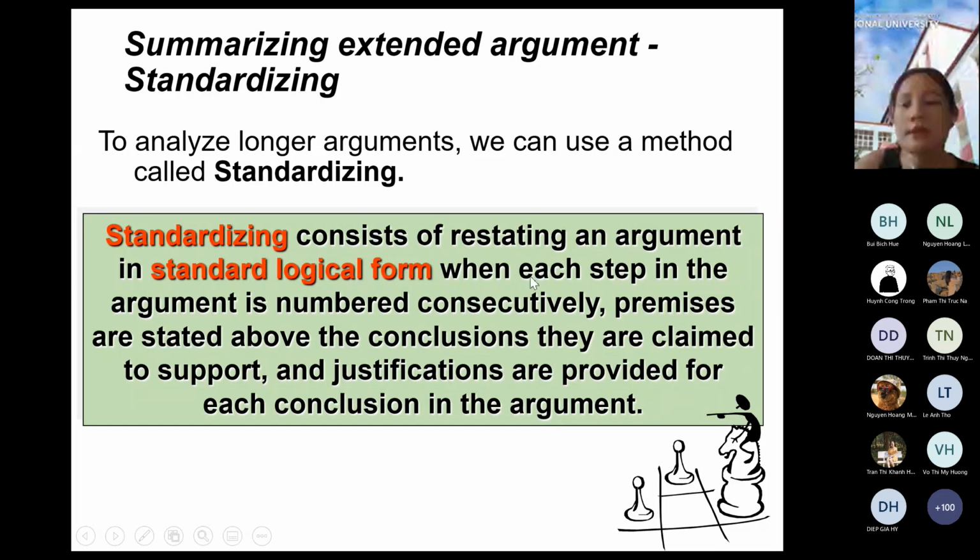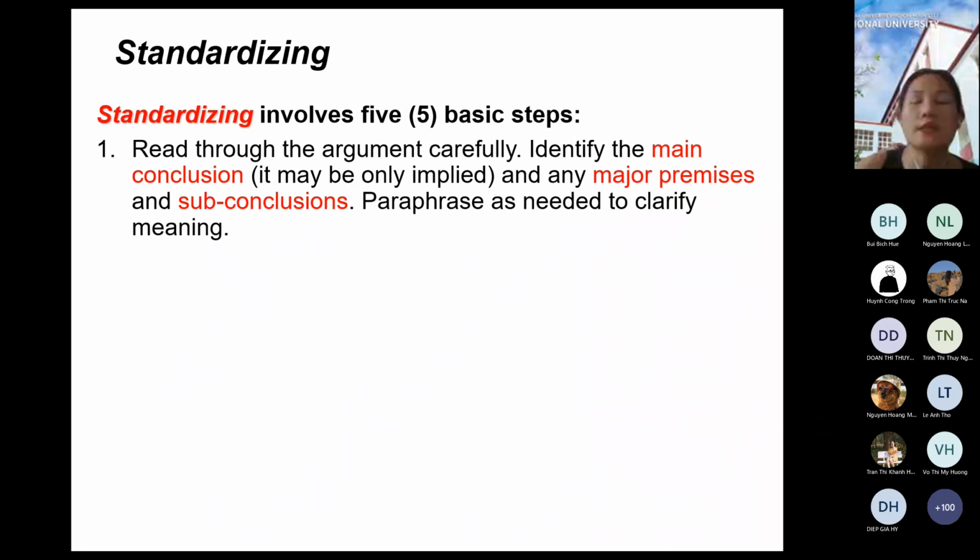Standardizing consists of restating an argument in standard logical form, right? And there are steps to do so. Later on, you will see the steps are very similar to the steps of diagramming. Okay, in which you have to number the statements, you need to put the premises above the conclusions, and the difference will be in adding the justification here. Okay, very soon I will explain that there are some steps similar to diagramming, but there are still steps that are different from diagramming. Okay, now let's go with the steps in standardizing here.